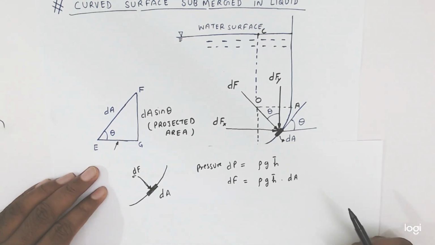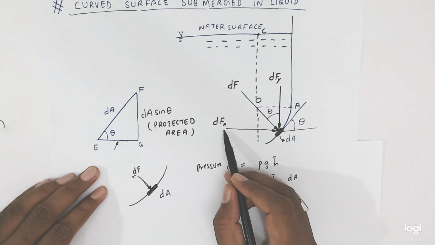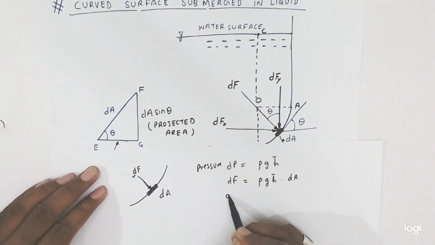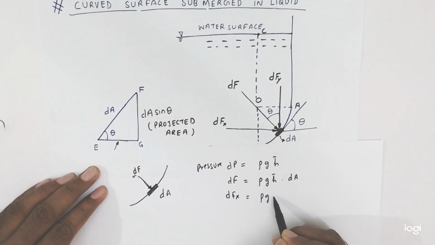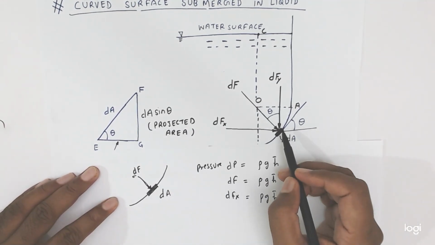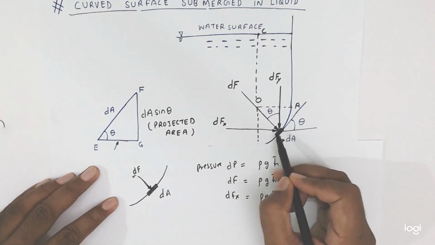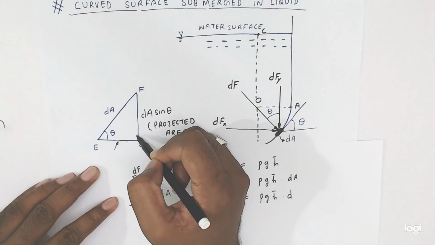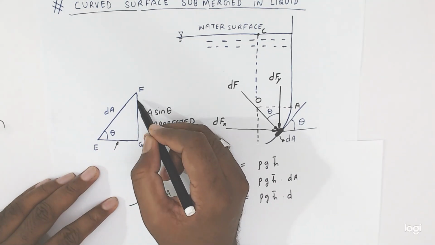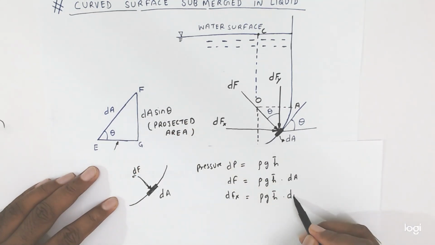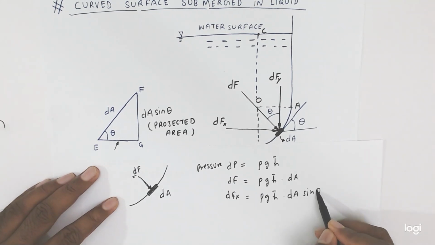Okay, friends. Now what is the horizontal force dFx? dFx is equal to rho g h bar into, because friends, see here, this force direction is horizontal, so it will work on the vertical face. So we will consider this area dA sin theta.